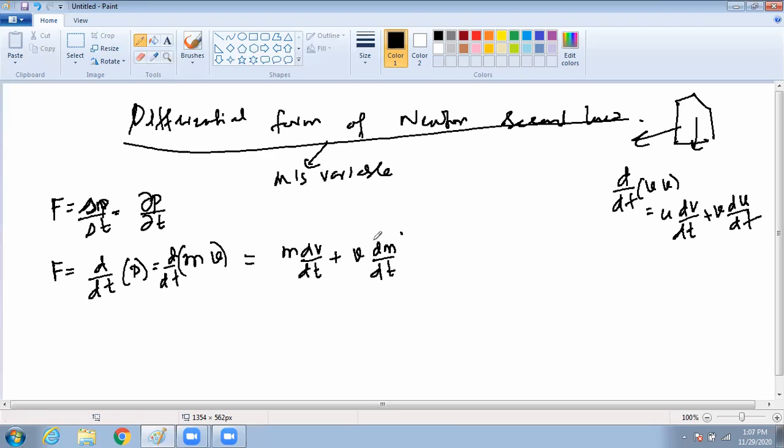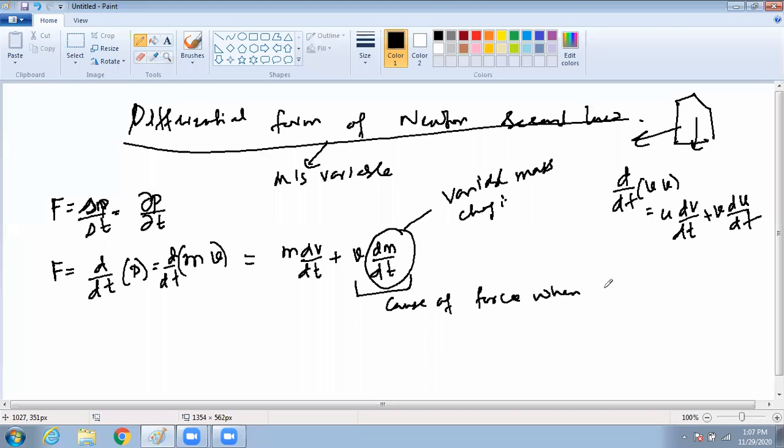Correct? And what is this dm? Variable mass, changing with time. Slowly when the rocket goes, the mass decreases. And what is it causing? This is actually the cause. Write down: cause of force when mass changes. That means this is actually the cause why the rocket is going up, because the mass is changing, the fuel is burning. When fuel is burning, it is producing exhaust gas in the downward direction.